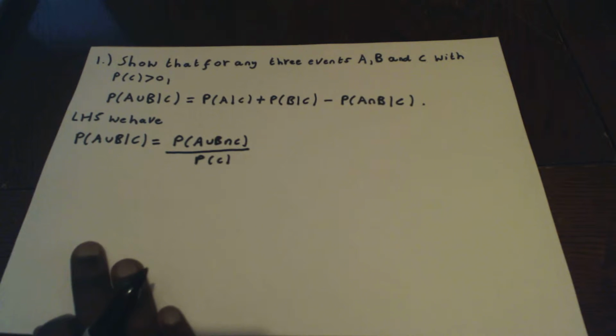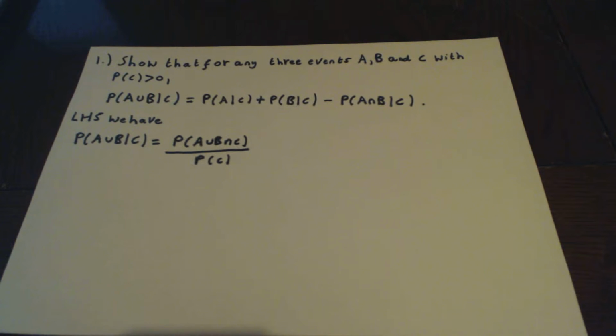Okay, so I'm not going to touch the denominator, the probability of C, because I see on the right hand side each of them have given C, so I'm going to want the probability of C as my denominator. I'm not going to touch that or make it a complement or anything like that. I'm going to leave that alone. So I just need to worry about the numerator. Well, what do I know about A union B intersection C?